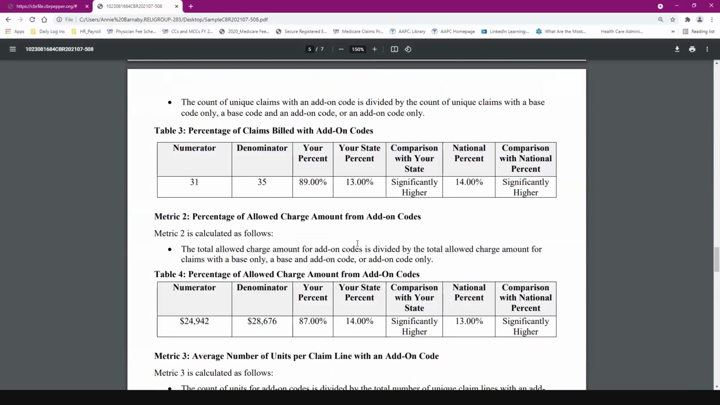This provider had a percent of 89%, and when compared to the state and national percent, the outcome for this provider for this metric was significantly higher for both of those comparisons.